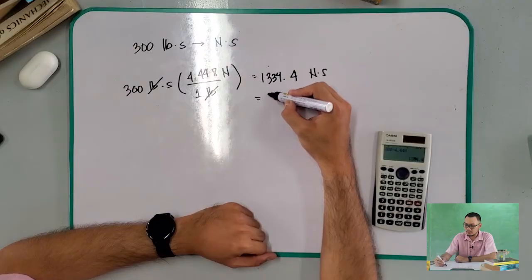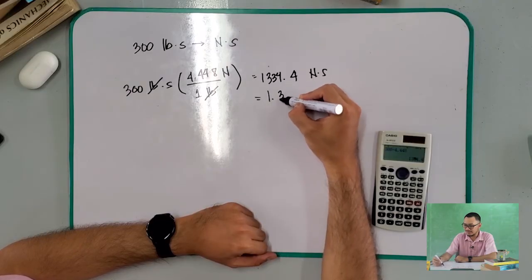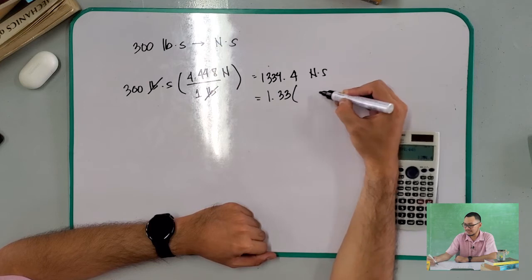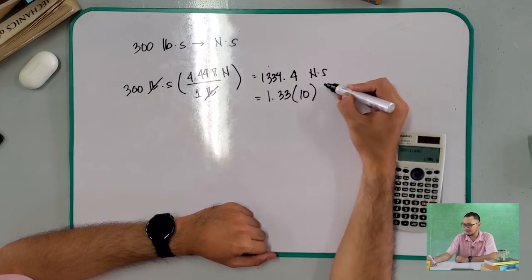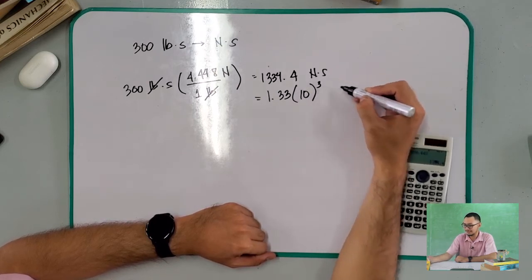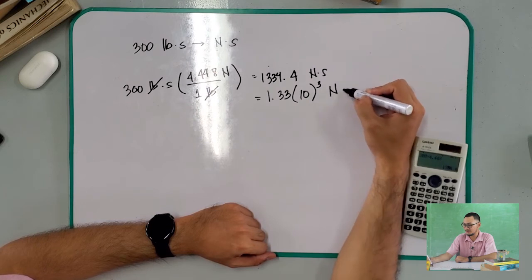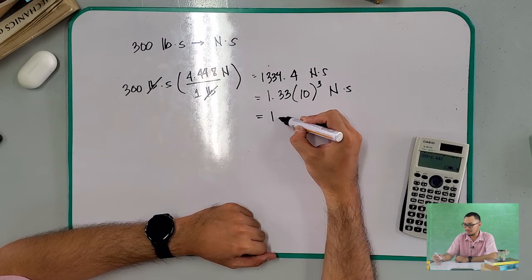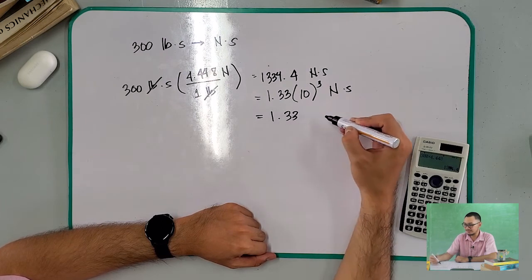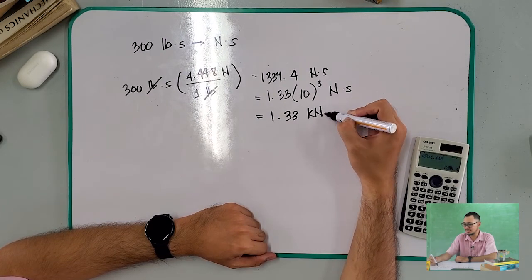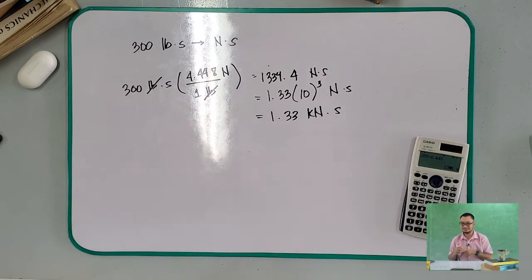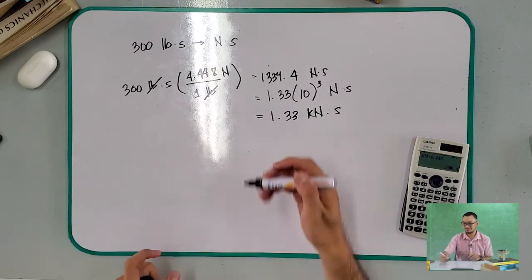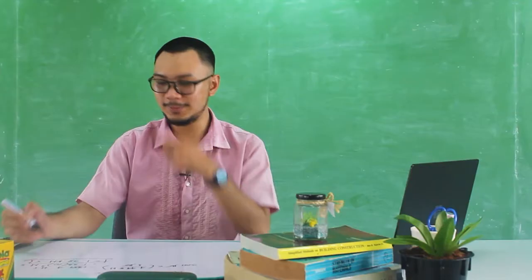So, 1.33 times 10 to the power of 3 newton-seconds. Or 1.33 kilonewton-seconds. Right? You know that.